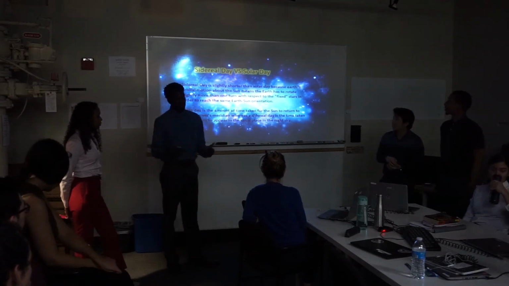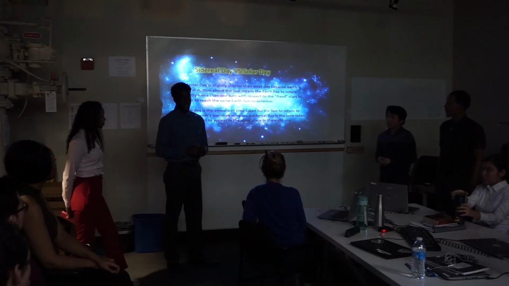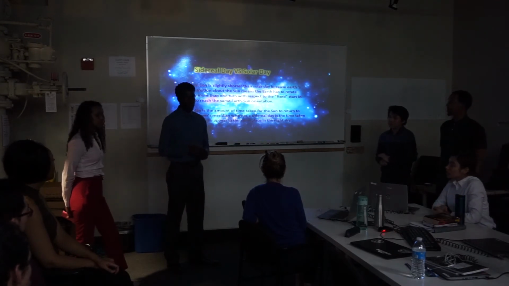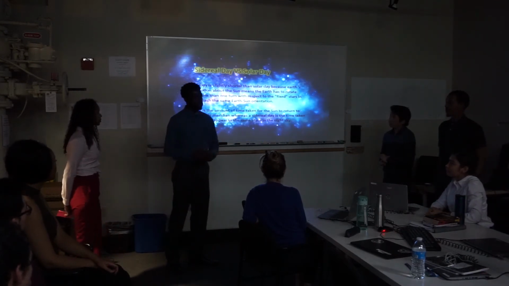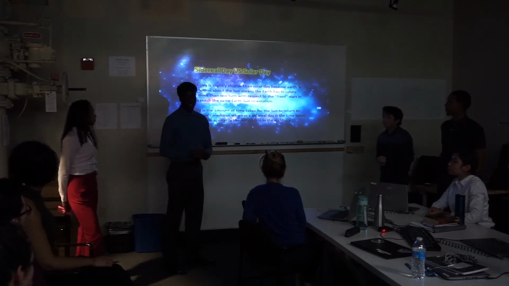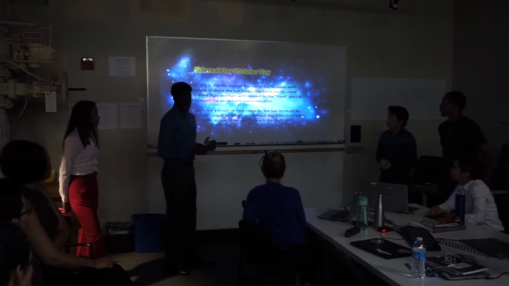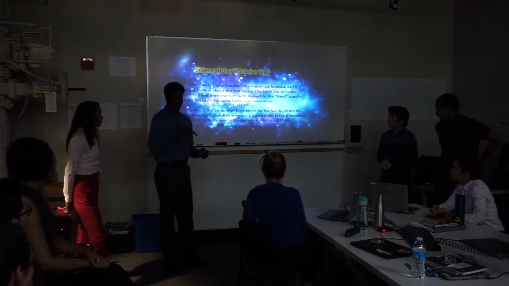All right, I'm going to be covering the differences between sidereal day and solar day. So as we all know, a solar day equals 24 hours for the Earth to perform its revolution, and a sidereal day will be 23 hours, 56 minutes, and 4.1 seconds for a full revolution.